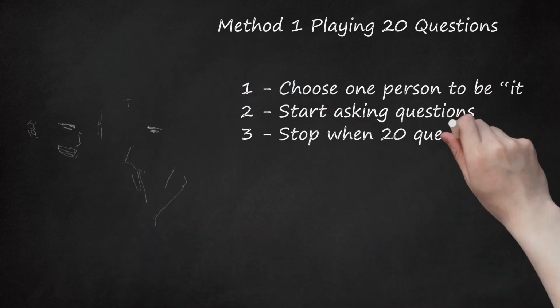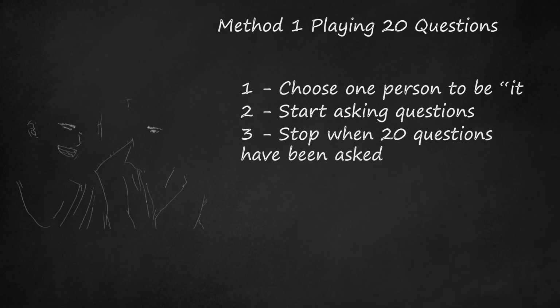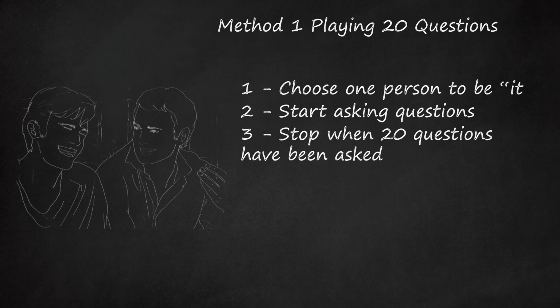3. Stop when 20 questions have been asked. If one of the questioners figures out the answer before 20 questions are used up, that person wins the round and gets to be the answerer in the next round. If no one has figured out the correct answer after 20 questions are asked, the answerer wins the round and gets to be it again for the next round.